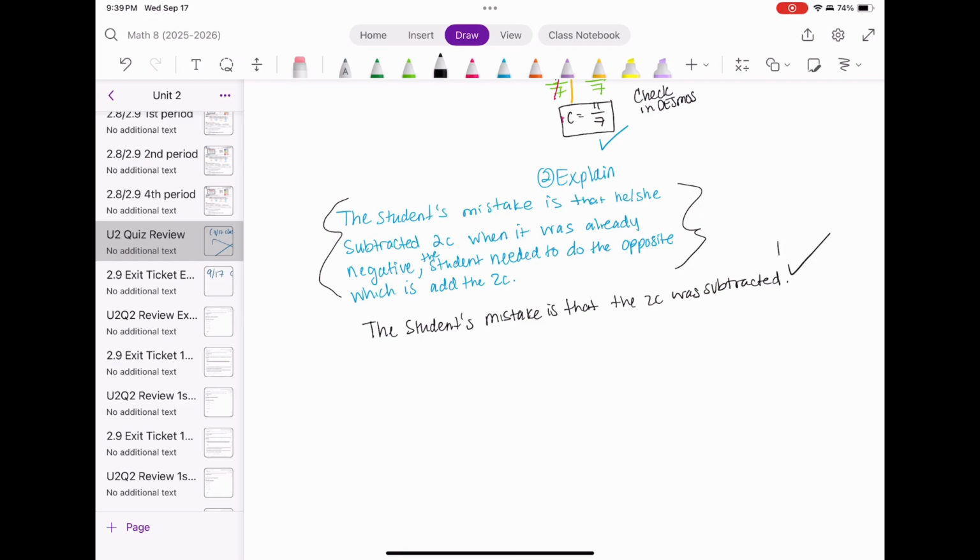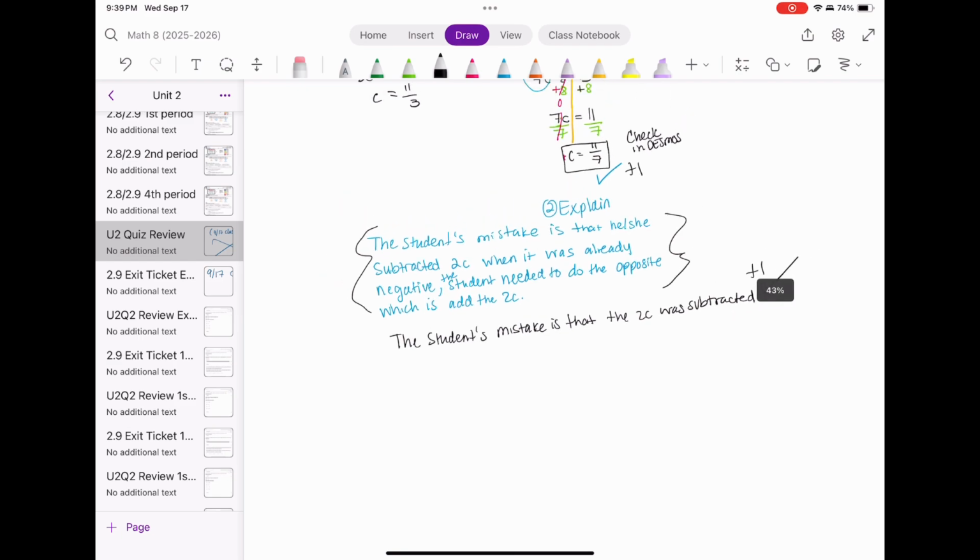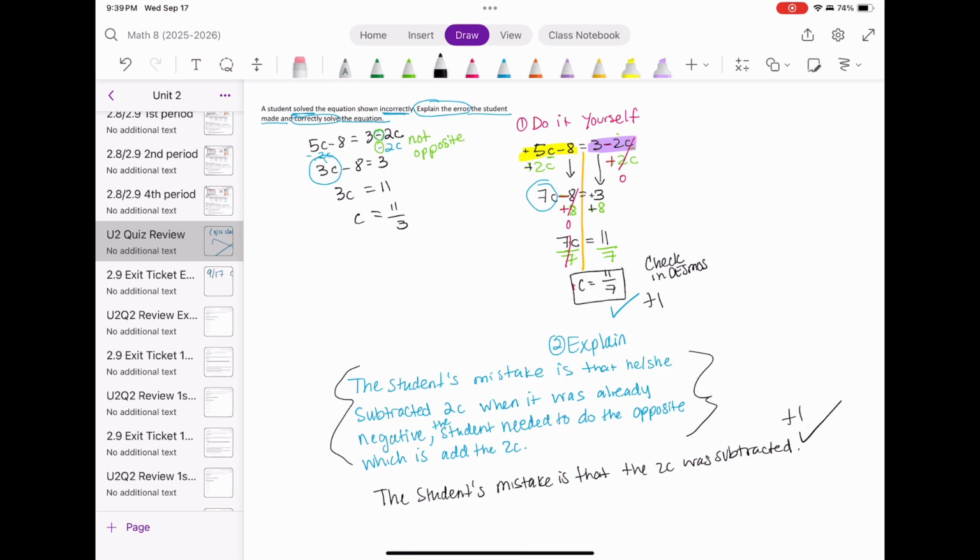1 point for the explanation, 1 point for the correct answer. That's 2 points. And that's it for this 2-question review.